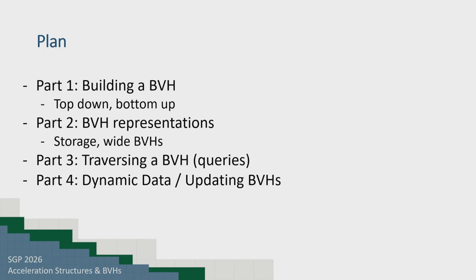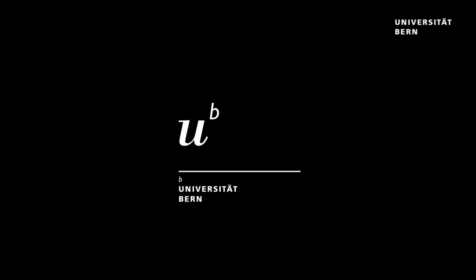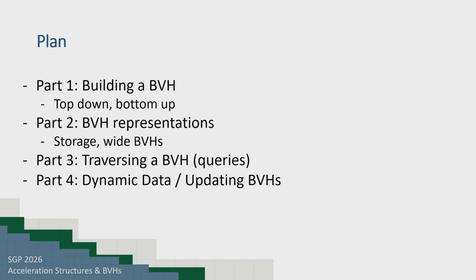I then want to talk a little bit more about the representation of these, like how do you actually store these in a reasonable way. I'll point out one specific idea. And I also want to talk a little bit about the choices you can make. Is a binary tree actually a good choice, or is something else, like a wider fan-out, useful? I'll very briefly talk about traversing things and some things to keep in mind about this. And finally, there are two or three slides discussing dynamic data and updates.